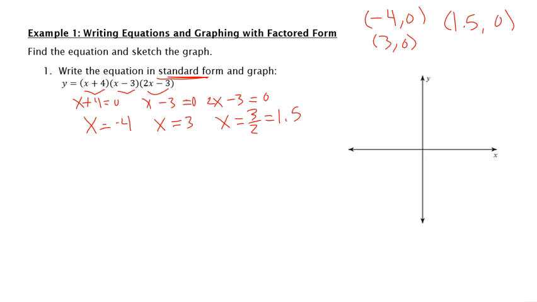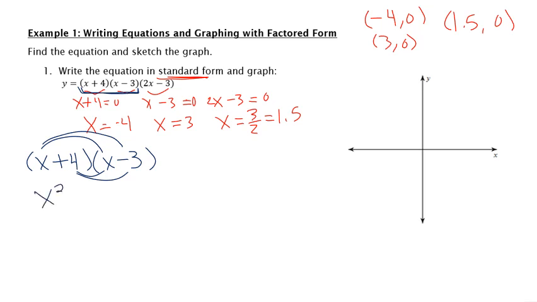So I'm first going to pick these first 2 binomials and multiply them out. And with this question, the hardest thing is it's just kind of a little tedious. It's not anything that's brand new, but we have to multiply 3 things now instead of 2. So I have x squared minus 3x plus 4x minus 12. And so I get here x squared plus x minus 12.